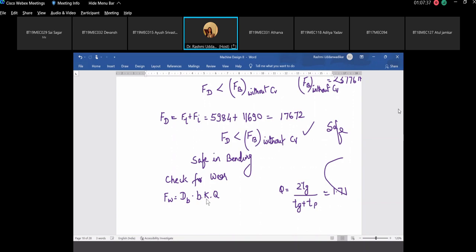So the other option is we equate this FW with FD, which means the wear strength is just enough to sustain the dynamic load. We equate this with dP, B, K, Q, get the value of K, and then we slightly increase it so that FW increases. Did you understand? Either you assume K, find FW and check with FD, or assume FW to be equal to FD and find K. So these are two ways.